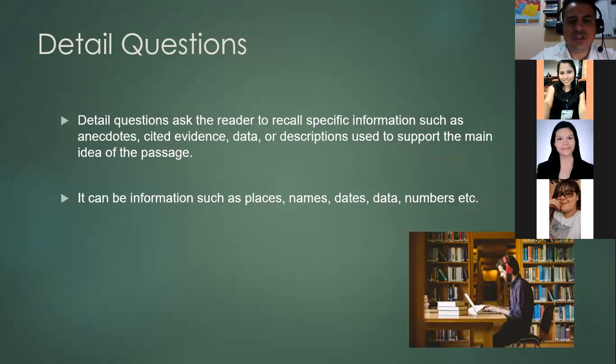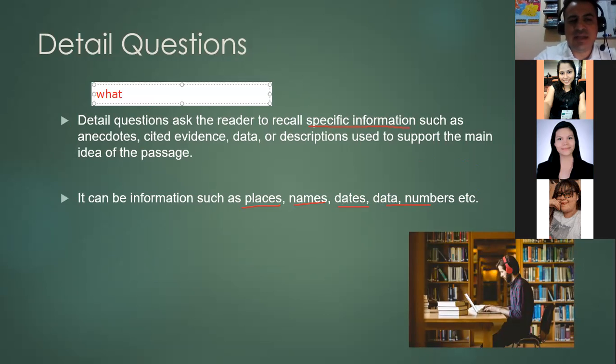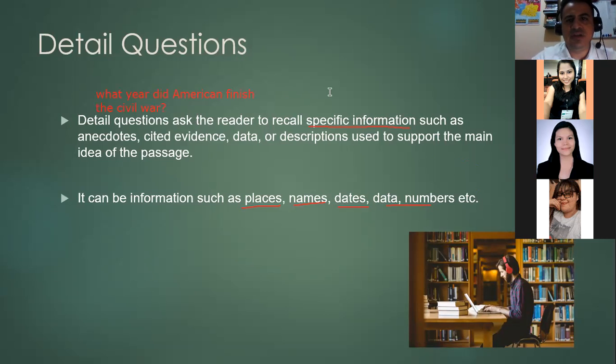And then we have detailed questions. Detail questions are going to include information, specific data. For example, places, names, dates, numbers, okay? Specific information. For example, what year, this could be an example. What year did America finish the Civil War? This could be a question. Here, I'm looking for a year. So I'm looking for a specific date. This is a detailed question.